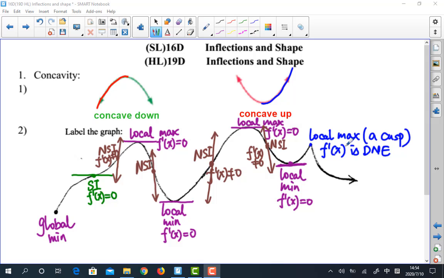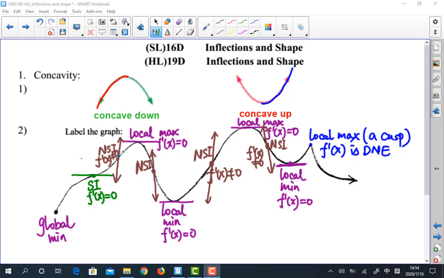So today, we need to focus on the points of inflection for the shape. A stationary inflection changes the concavity. So this is called a stationary inflection, from concave down to concave up. For a stationary inflection point, its first derivative is equal to 0. But this one is called a non-stationary inflection. This is just a regular point of inflection, going from concave up to concave down.